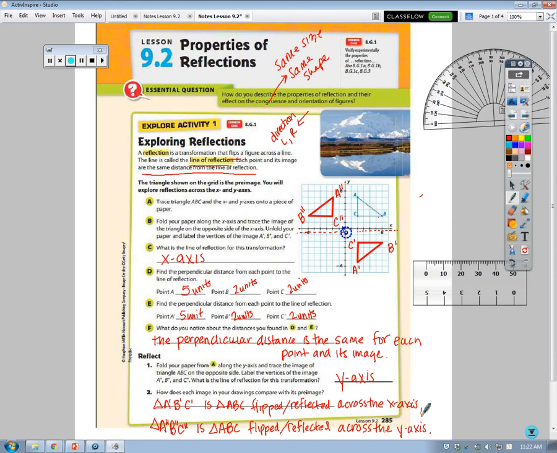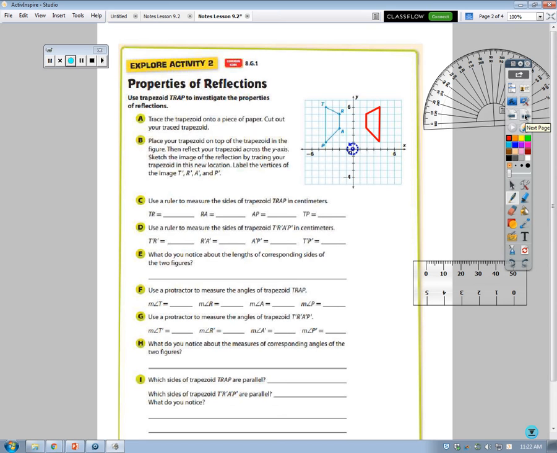Okay, so that's a little introduction there of exploring reflections. Let's go ahead and take a look at Explore Activity 2 on the next page. So we are looking at properties of reflections. What it wants you to do, again, is trace the trapezoid onto a piece of paper and cut it out, and then you're going to flip it. Okay, so what we want to do is flip that trapezoid across the y-axis.